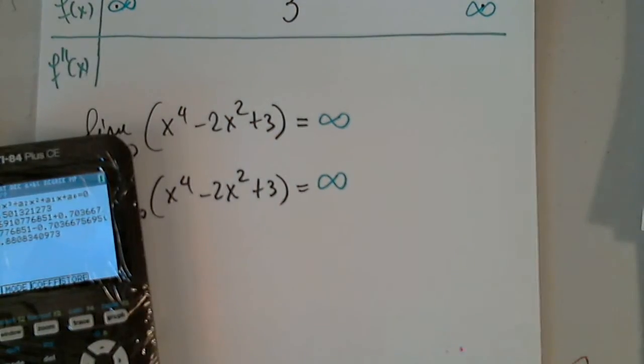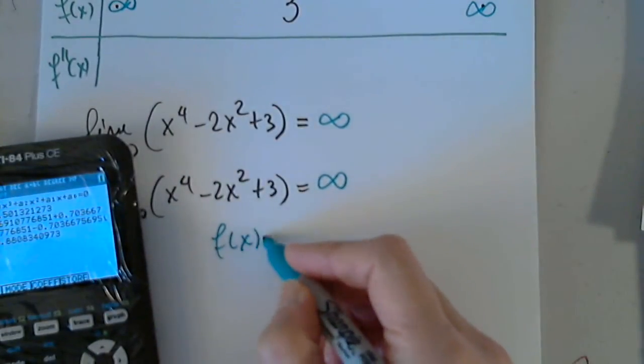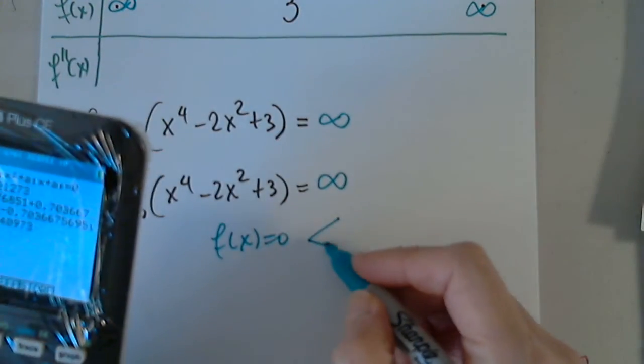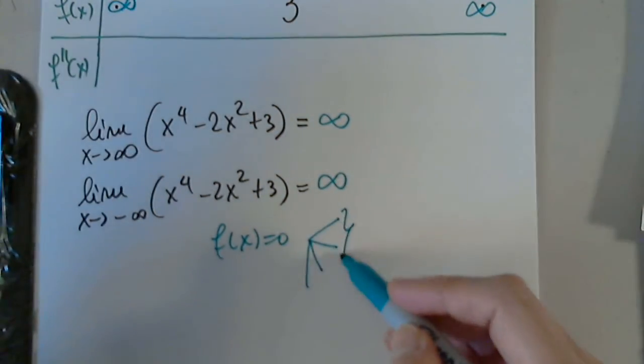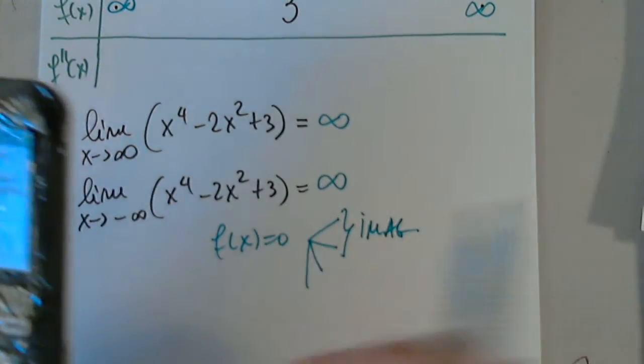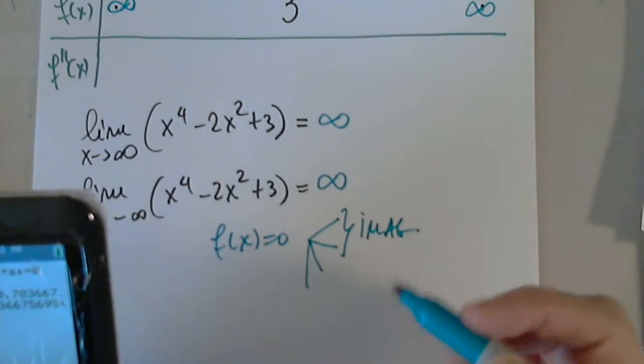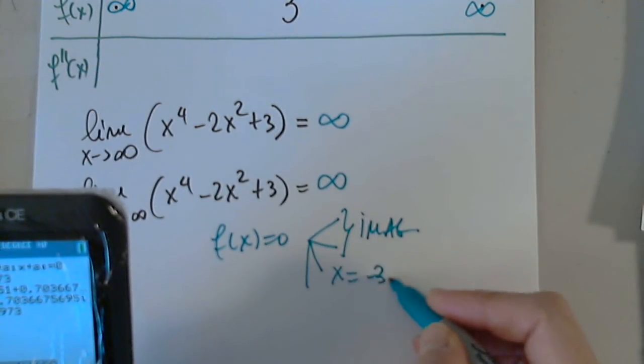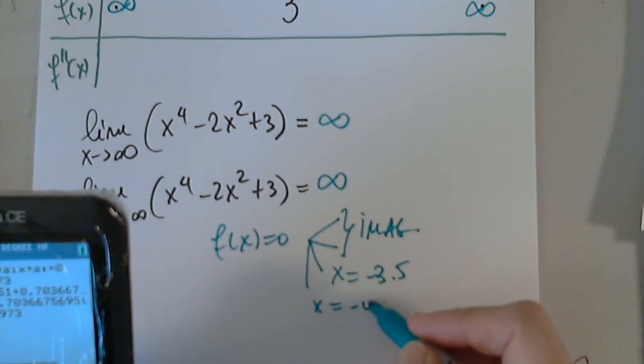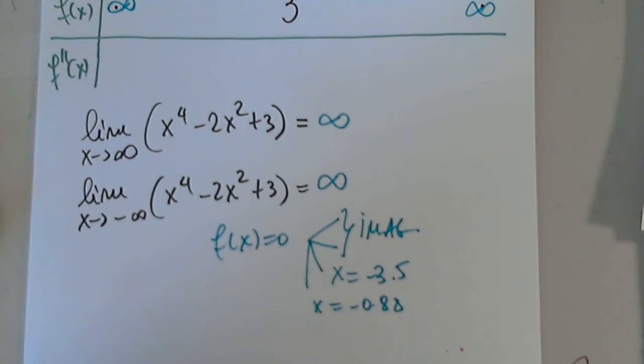So when I solve f of x equals 0, I get 4 solutions, but 2 are imaginary, so I will not even bother to copy them. So x equals -3.5 and x equals -0.88.